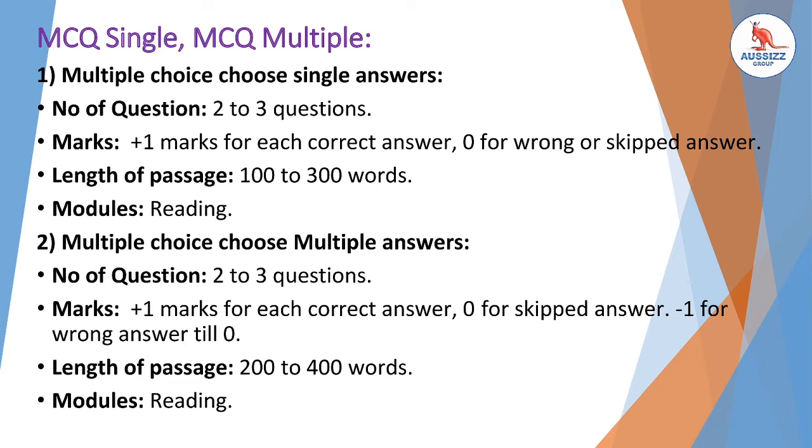So there are 5 tasks in the reading module. The very first 2 tasks are MCQ single and MCQ multiple. You cannot expect it to be in the same order, that you will have first of all MCQ single or multiple. No, that's not the proper order. You can expect these 2 particular tasks, that is MCQ single and multiple. In single you will have 2 to 3 questions, in multiple as well 2 to 3 questions. Now these 2 tasks are the part of the reading module.